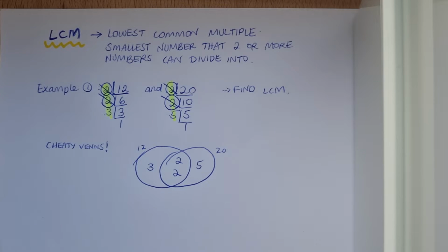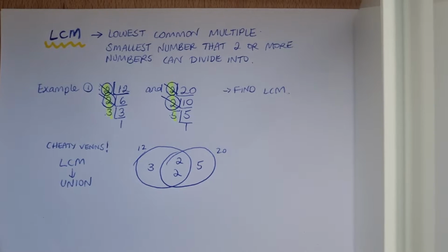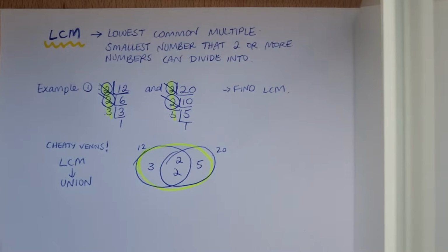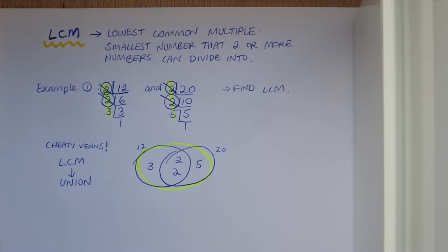So up until this point, it's the exact same process as HCF. The difference is that when you're finding the lowest common multiple, LCM, you use the union. So remember, the union's the whole lot. So I'll take my Venn diagram and I'll take all my entries and I'll multiply them together. The product of these values will give me the LCM. So in this case, it's 60. 60 is the smallest number that 12 and 20 will both go into.